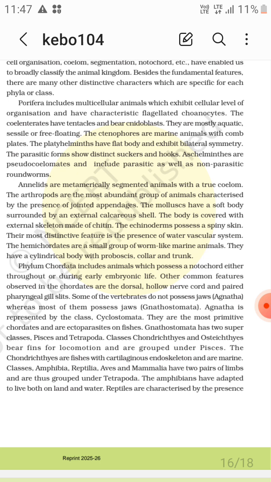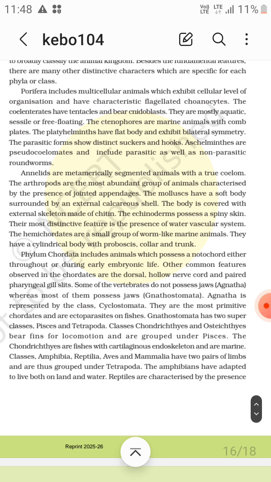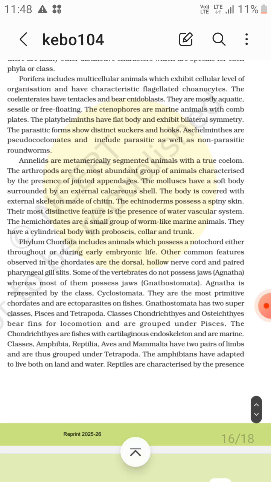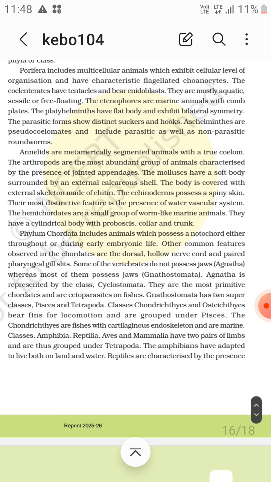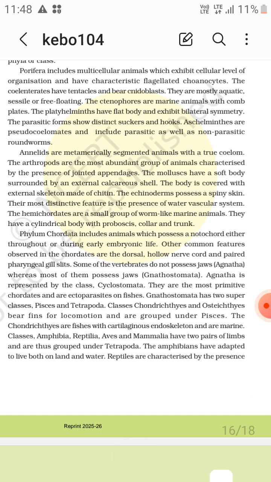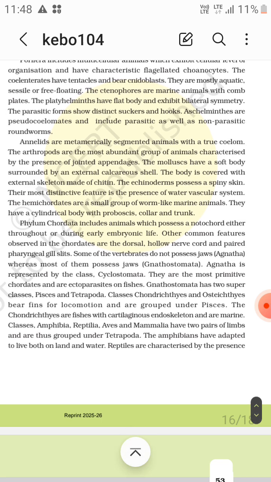Now annelids. Annelids are metamerically segmented animals with a true coelom. True coelom means the body cavity is completely lined by the mesoderm. The arthropods are the most abundant group of animals, characterized by the presence of jointed appendages. The mollusks have soft bodies surrounded by an external calcareous shell. The body of arthropods is covered with an external skeleton made up of chitin, same as the fungi, right?